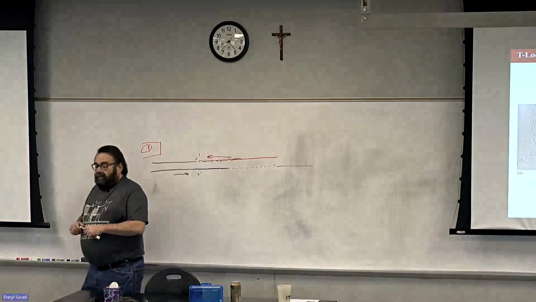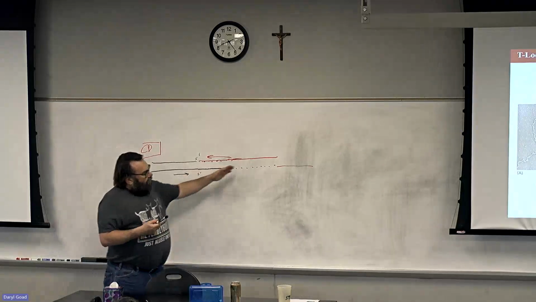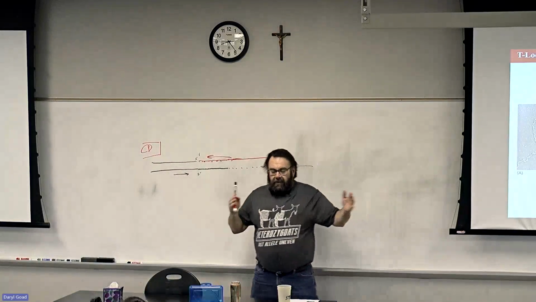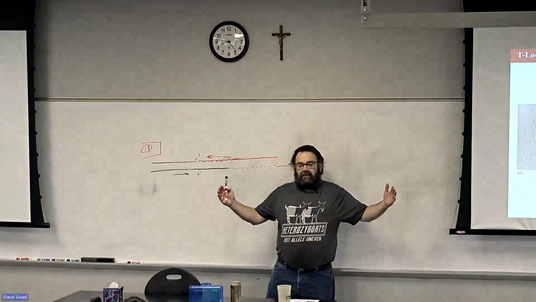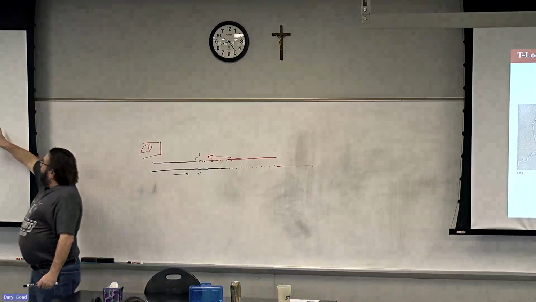But then we have the end replication problem. Yeah, I've got my telomeres longer. Cool. We're going to see how the telomere length is regulated. And we're going to see that here in a second. But here's my 3' overhang.